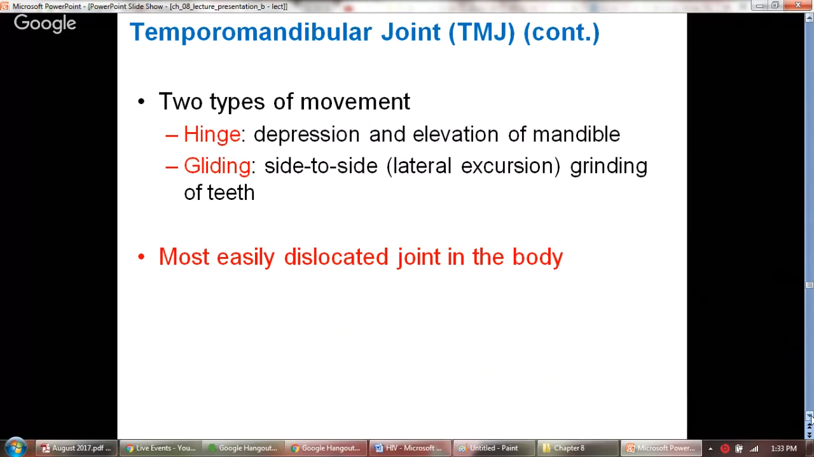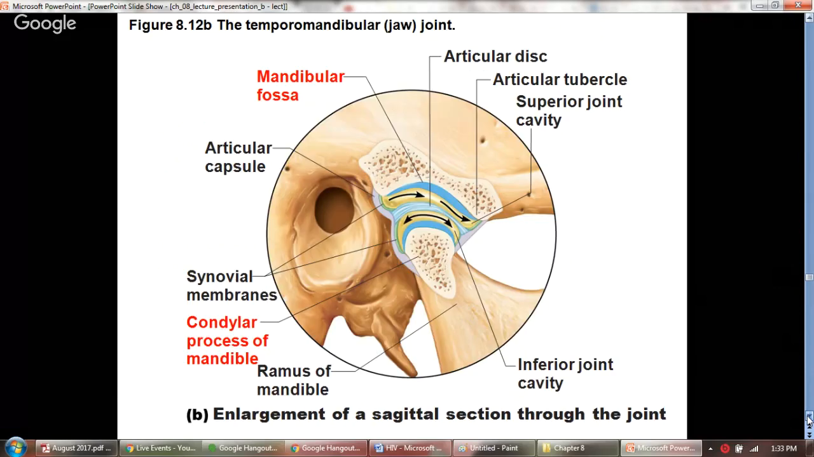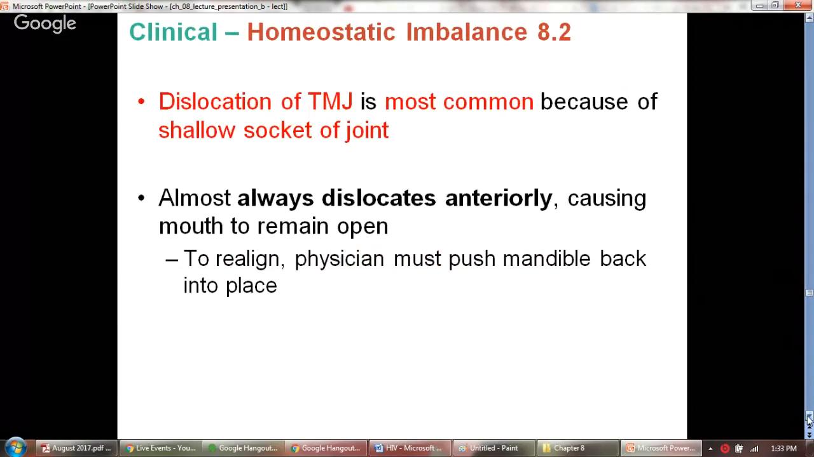Because of the anatomical position of the temporomandibular joint, it's the most easily dislocated joint in the body. If you look at the previous picture, it's been anteriorly dislocated and lies in the infratemporal fossa. The physicians have to open the patient's mouth and push down and backwards to relocate the joint back into its physiological position. Dislocation is most common because of the shallow socket of the joint. It always dislocates anteriorly, causing the mouth to remain open, and the physicians realign it by pushing the mandible back into place.